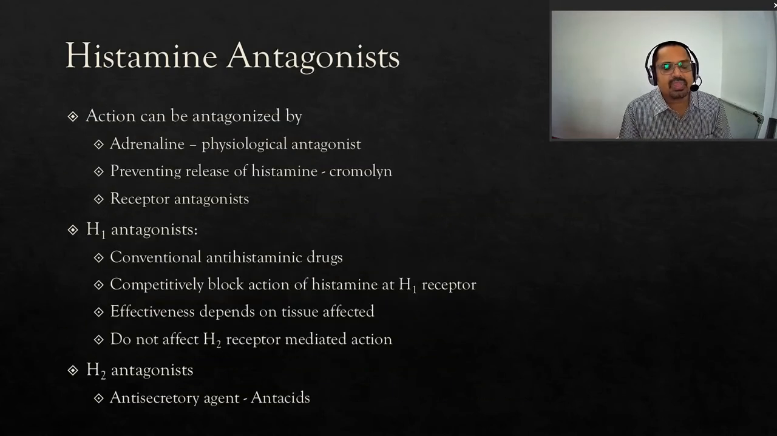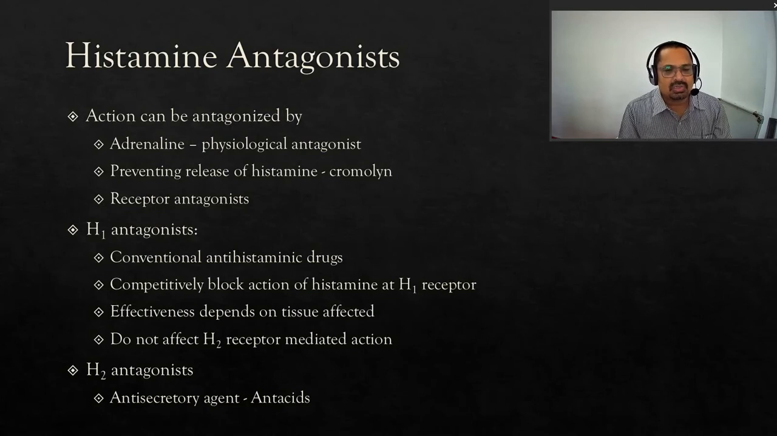Okay. Next is the histamine antagonist. Histamine antagonists generally work by three mechanisms. One is the physiological antagonist. Second is the antagonist which prevents the release of histamine, and third is the antagonist which works at the receptor level, the H1 and H2 receptors. Physiological antagonists have the opposite action to that of histamine. So by these three ways we can get antagonism of histamine.